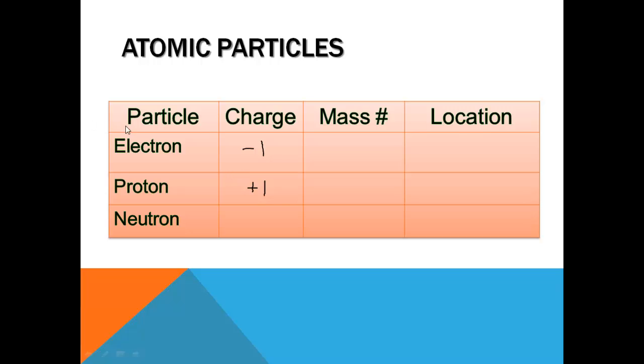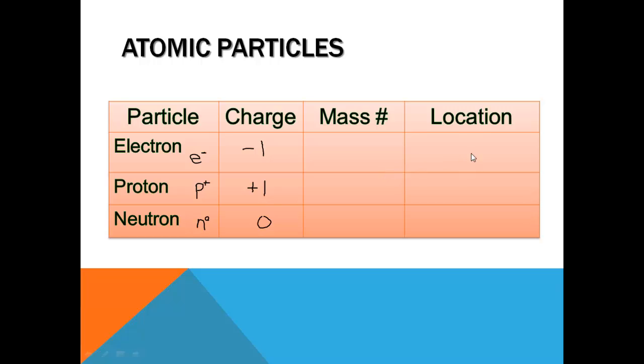And oftentimes you'll see this symbolized. You'll see us abbreviate the electron with an E with a negative sign. You'll see us abbreviate proton as a P with a plus sign. Okay, so shorthand. The neutron is a neutral particle. It has a 0 charge. So we'll see that abbreviated N with a 0, giving it a neutral charge.